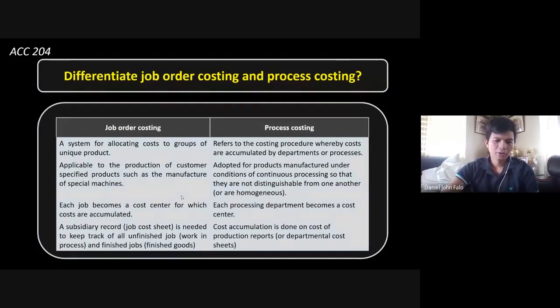A subsidiary record is needed to track all unfinished jobs and finished jobs. Ang ginagamit natin for job order costing is what we call the job cost sheet. Pag process costing, ang tawag is cost of production reports.